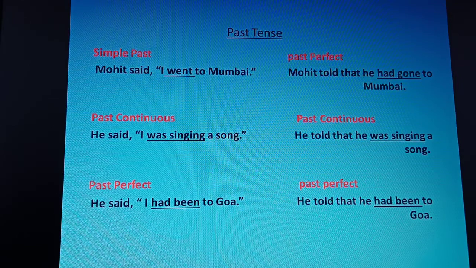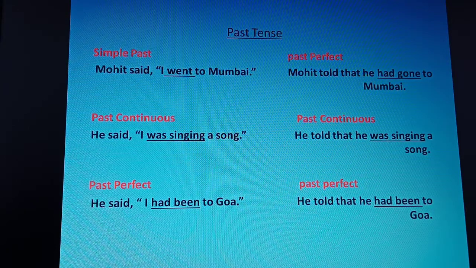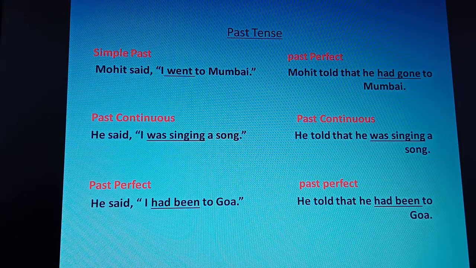Now, past perfect, or let us say one more example. She said, we were writing letters. We were writing letters is the past continuous. And indirect speech would be, he told that they were writing letters. Clear? Past continuous will remain past continuous with the addition of told and that.